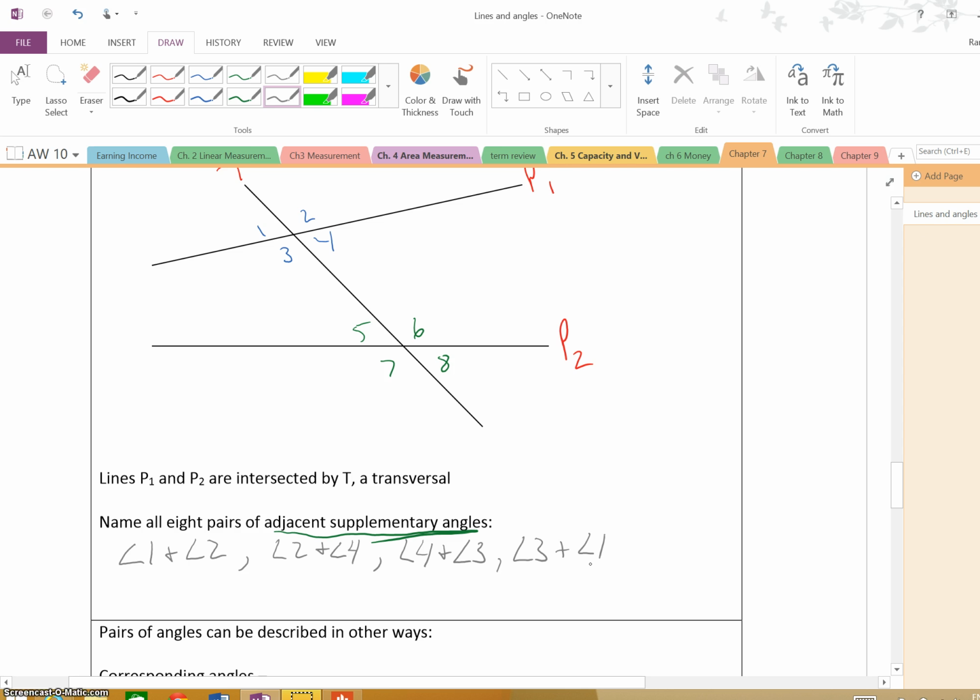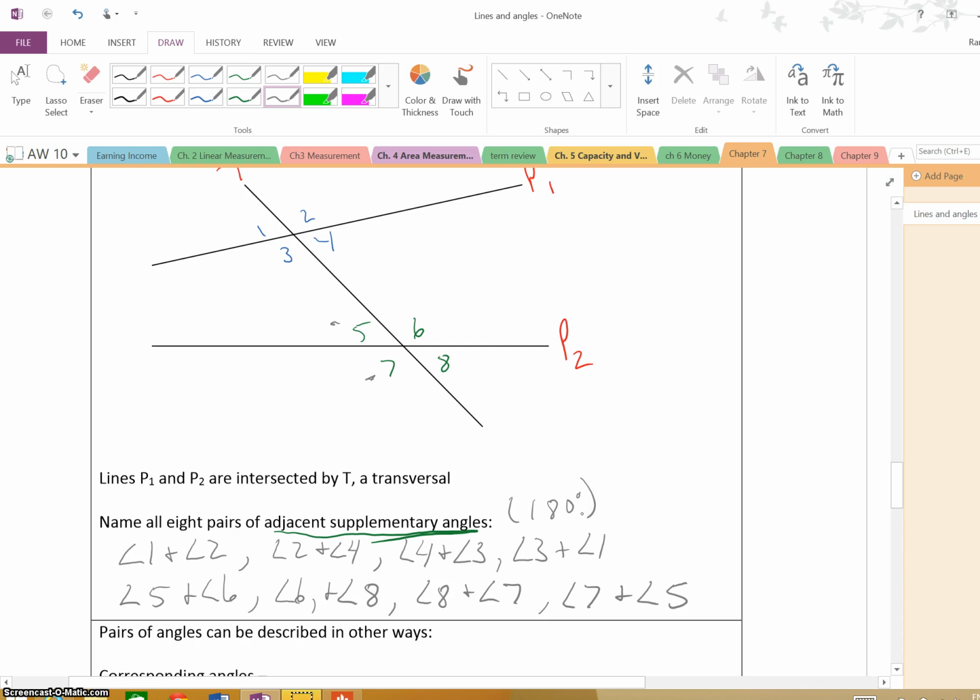And then the next section below that, in green, is the same thing: angle 5 and angle 6, angle 6 and angle 8, angle 8 and angle 7, and then finally angle 7 and angle 5. And those are your 8 different pairs of adjacent supplementary angles. So they're side by side, and you can see that they're going to equal 180 degrees. If I take angle 7 here and add that to whatever angle 5 is, they're going to equal 180 degrees always.